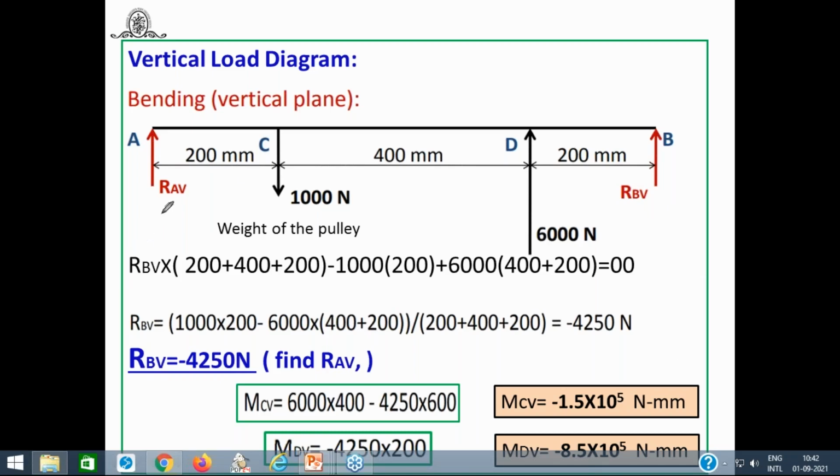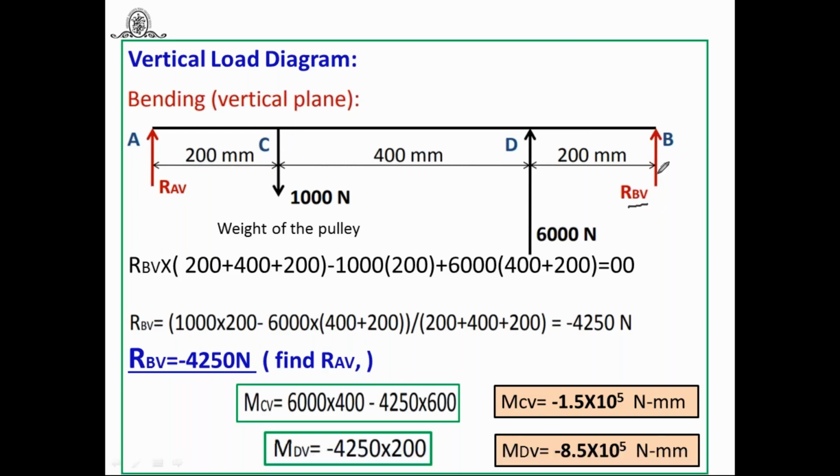Then next, important point, what we have to do? RBV is the reaction at point B in vertical loading, that's why V is the suffix. For horizontal loading, I am going to use RAH, RBH like this. Now, what we have to do? We have to find out the bending moment at point C and the bending moment at point D. Because you will find RBV at this, you will get the bending moment 0 at point B. So let us find the bending moment at point C.